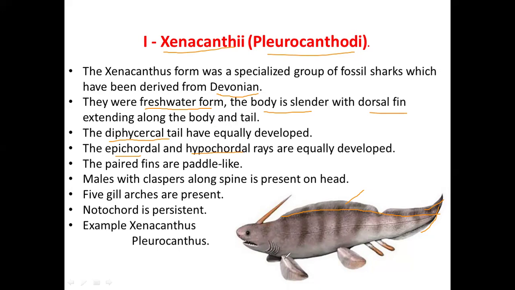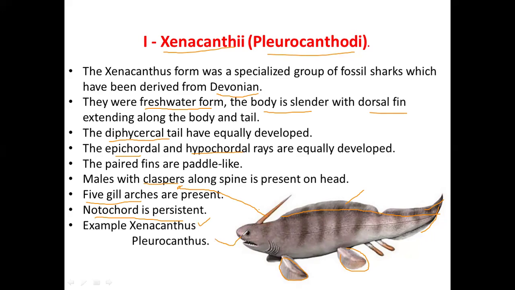Paired fins are generally paddle like. This is the pectoral fin, pelvic fin. The pectoral fin is a paddle like structure. Males will be having claspers, along with spines present on the head. This is the clasper. Then they'll be having 5 gill arches. Notochord will be there, which is present throughout their life. Examples are Xenacanthus or Pleuracanthus.